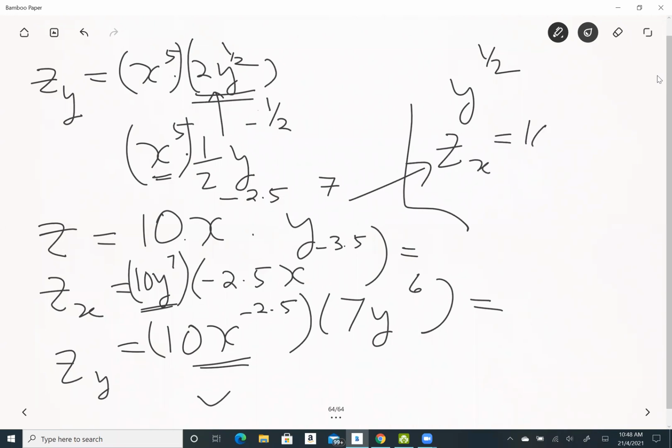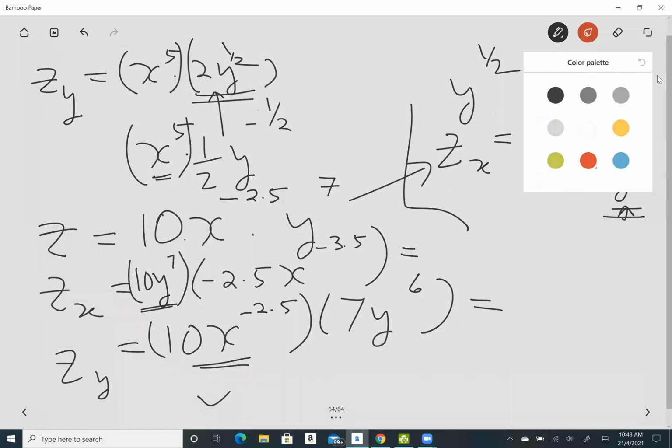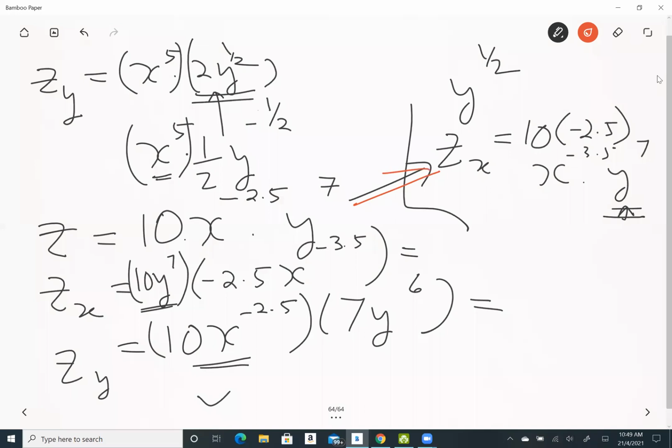It is equal to 10, negative 2.5, x to the power of negative 3.5, multiplied by y to the power of 7. Because you know the constant will just follow the derivative, so you don't have to rearrange. Why do we rearrange? Nothing wrong with it, because you want to make sure that the variable is treated as a constant, so you put it just like a coefficient. But once we understand the concept, we may do it directly.